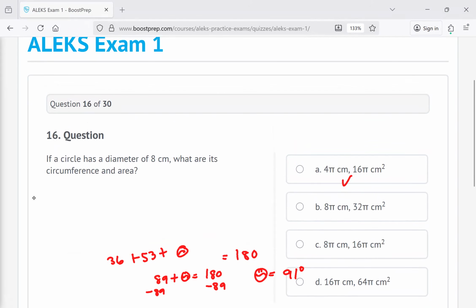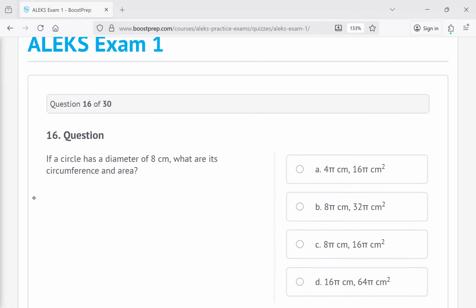Question 16. If a circle has a diameter of 8 centimeters, what is its circumference and area? Here, I don't think they give you all the formulas. I do think you have to know some of the formulas. But let's draw a circle, and let's pretend this circle has a diameter of 8 centimeters, right? Diameter goes all the way through the center.